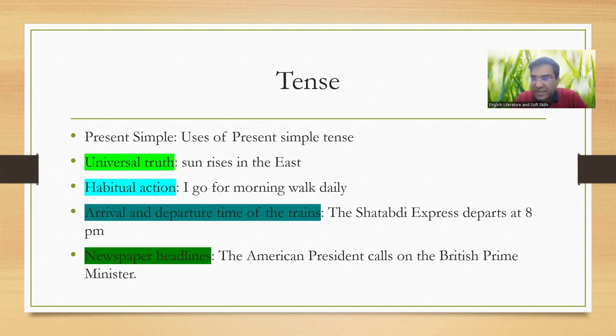Then newspaper headlines. If you observe the tense of newspaper headlines, one of the headlines is, American president calls on the British prime minister. Calls on is a phrasal verb that means meet. Here the tense is present but the time is future.